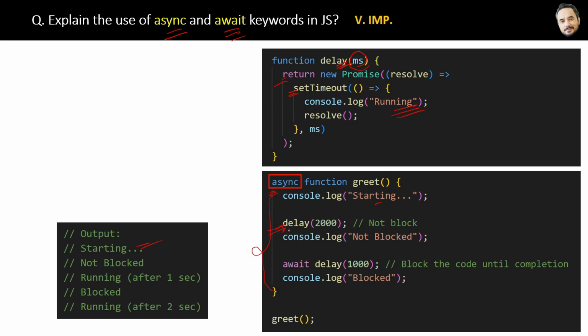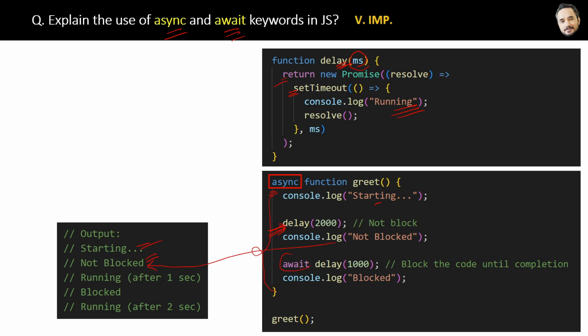Now, because this is an async method, this delay function will not block the code and therefore not blocked will be executed. In the output, you can see that after the start, not blocked is printed. This is the benefit of the async keyword. It will make your complete method asynchronous. Now the point is, what is the role of the await keyword here?